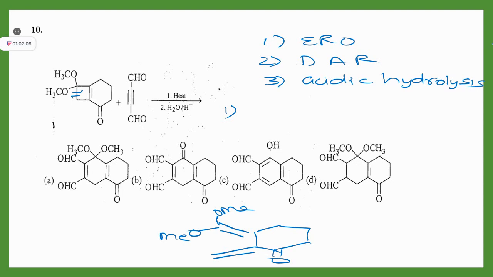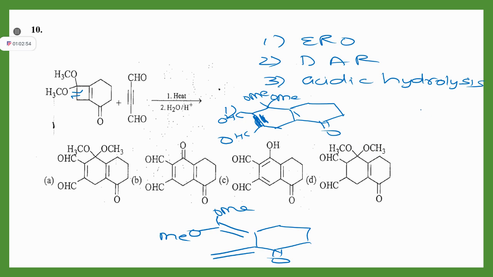Now it comes to regiochemistry. This is having two OMe groups, which means two plus M groups, right? So obviously whatever that CHO will come, but since this is a symmetrical dienophile, there is no issue of that. You got till here, and one thing is missing. Tell me, this should be a double bond, right? Because it was an alkyne.